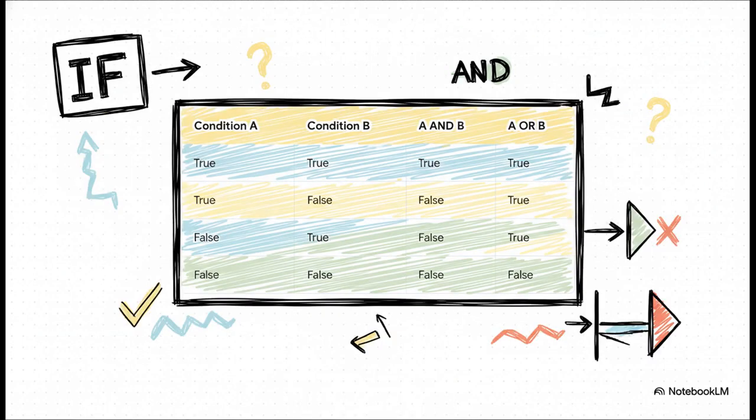But what if the questions we need to ask are a little more complex? What if a student needs a grade above a certain score and their attendance is over 80%? For that, we use logical operators. The AND operator is strict. It requires all of the conditions to be true for the whole thing to be true. The OR operator, though, is a bit more relaxed. It only needs one of the conditions to be true. This lets us build much, much more specific and powerful questions.